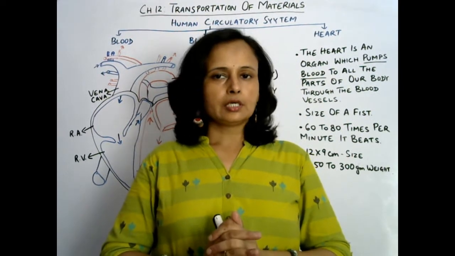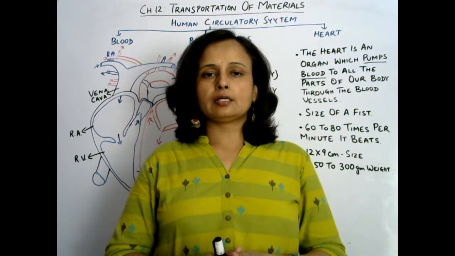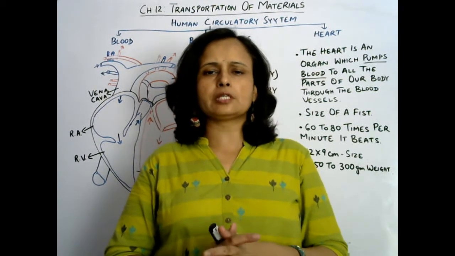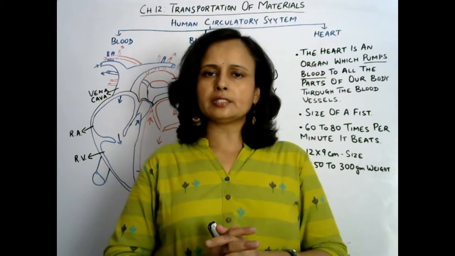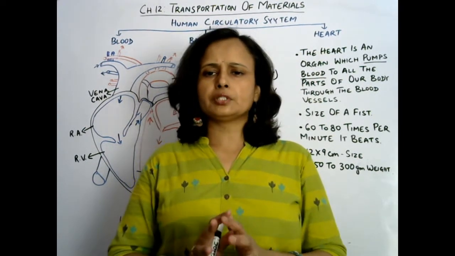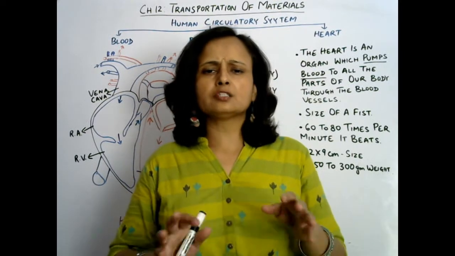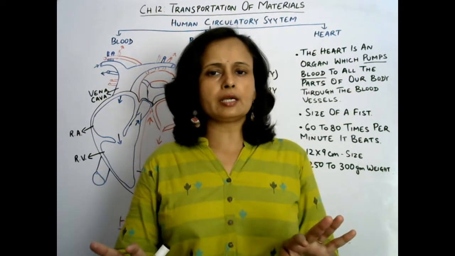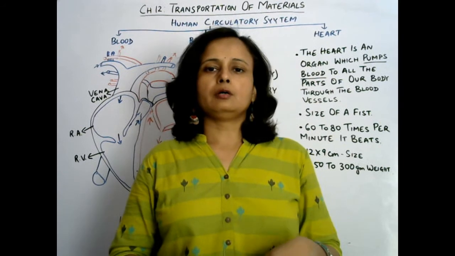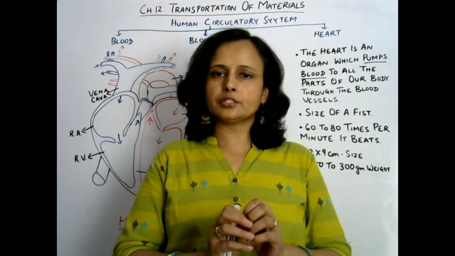of food. Understood? And size of human heart is around the size of our fist, and its length is around 12 centimeter and breadth is around 9 centimeter. Weight of human heart is around 250 gram to 300 gram, and it beats 60 to 80 times per minute throughout our life, continuously, non-stop. It works non-stop. Whether we are sleeping, awake, doing anything, every time our heart works.